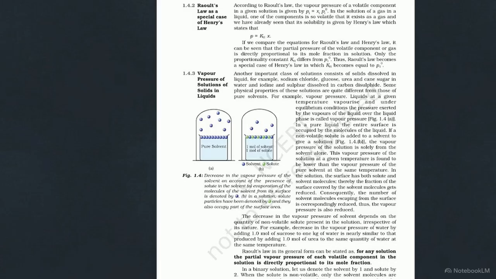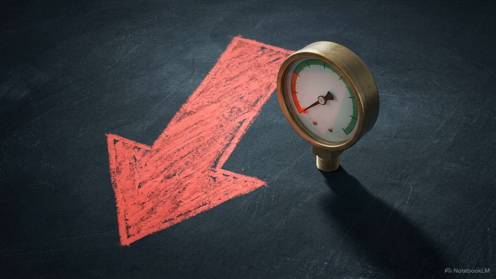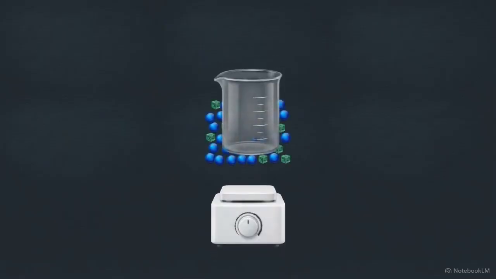This diagram shows the molecular mechanics at the surface. The green solute particles are non-volatile. They physically occupy space at the boundary layer, hoarding the surface area and actively blocking the blue solvent molecules from escaping into the air. With fewer solvent molecules able to break through that boundary, the overall vapor pressure of the solution drops immediately.